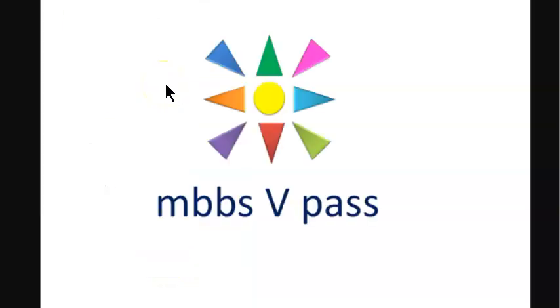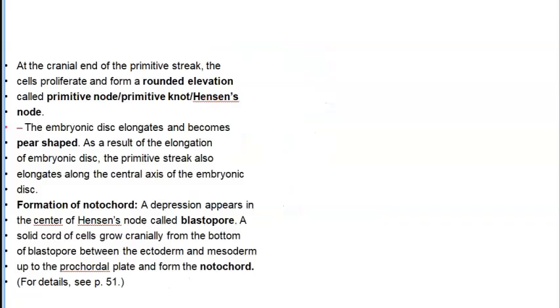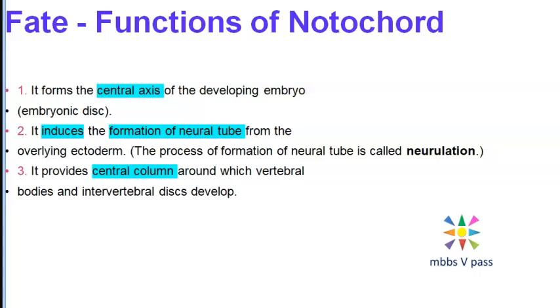And then it is communicating with the yolk sac. And finally, you have something called the definitive notochord. So finally, what formed? The notochord formed. From that notochordal canal, it became finally the definitive notochord. Okay. So why is this so important? Because it forms the central axis of the developing embryo.